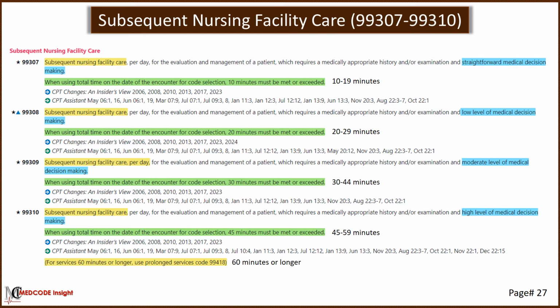When using total time on the date of encounter for code selection, code 99307 requires a minimum of 10 minutes. The time range applicable to code 99307 is 10 to 19 minutes. For code 99308, the time range is 20 to 29 minutes. For code 99309, the time range is 30 to 44 minutes. And for code 99310, it is 45 to 59 minutes.